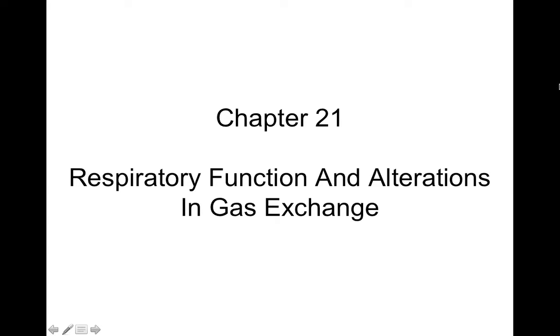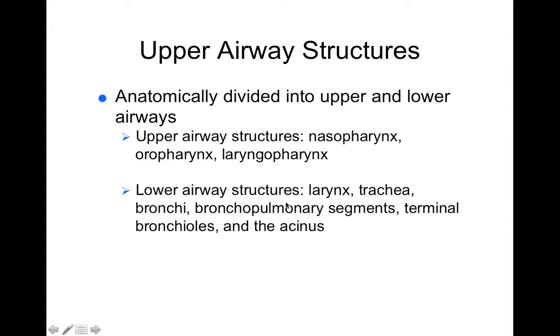So in chapter 21, we're going to talk about respiratory function and alterations in gas exchange. And we're going to start with the anatomy of the respiratory system. Anatomically, we can divide the respiratory system into upper and lower airways. The upper respiratory tract is made up of your nasopharynx, oropharynx, and laryngopharynx, including the nasal cavity.